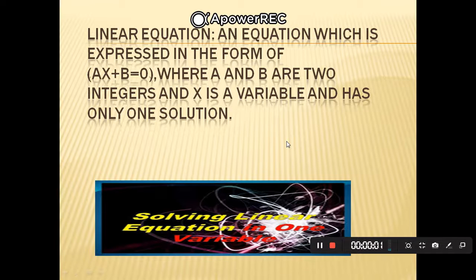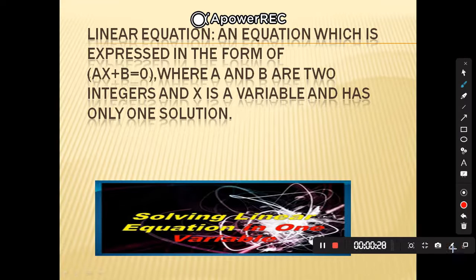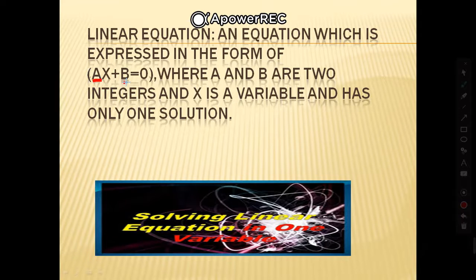First of all, let's see the definition of linear equation. So the definition of linear equation in one variable is: an equation which is expressed in the form of ax plus b is equal to 0. Actually I have to write it in small letters, but it is present in capitals due to the slides, where a and b are two integers. Okay, are two integers. I think you must be knowing about the integers.